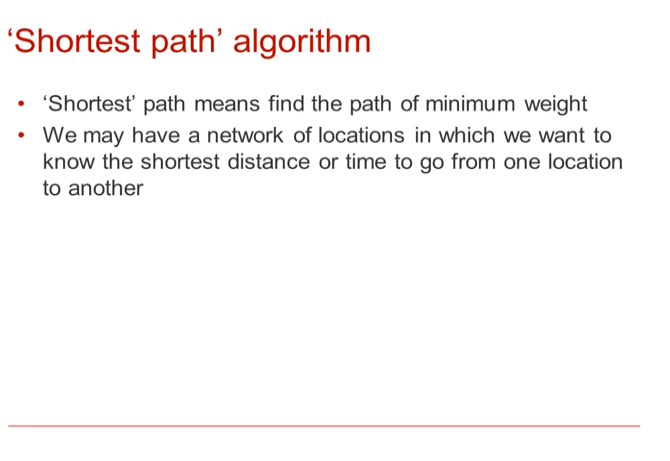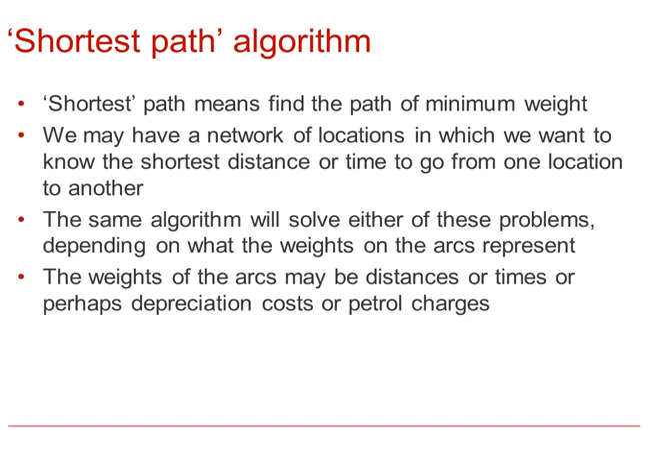We may have a network of locations in which we want to know the shortest distance or time or cost to go from one location to another. The same algorithm will solve either of these problems depending on what the weights on the arcs represent. So the weights on the arcs might be distances, times, depreciation costs, or even petrol charges.